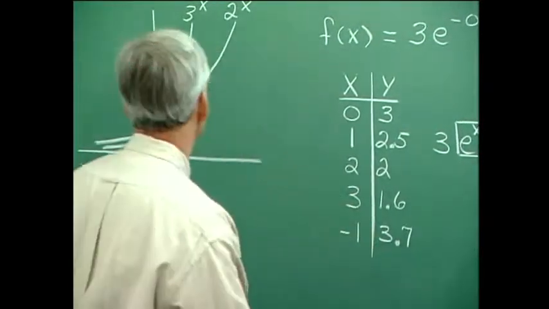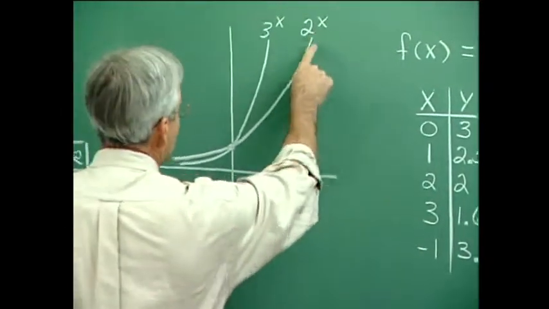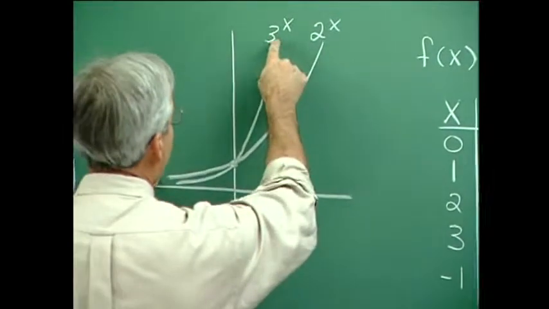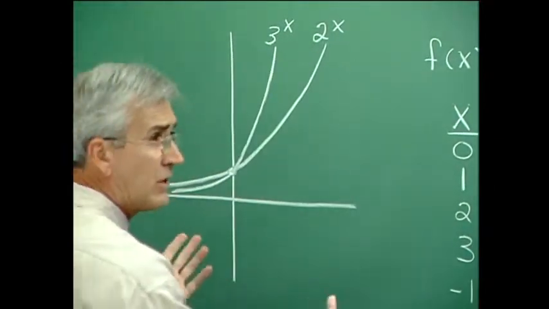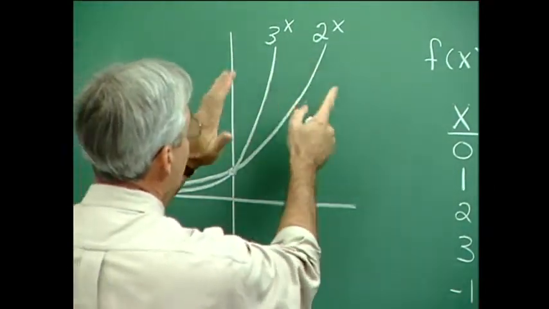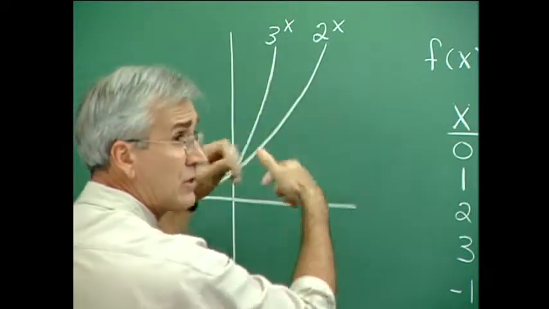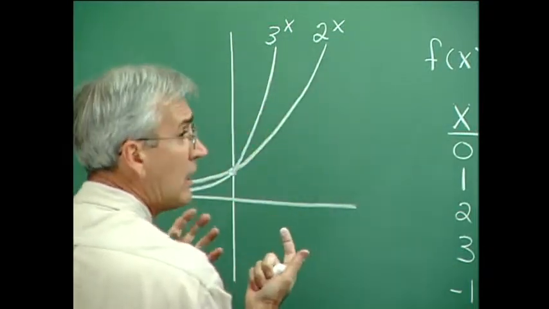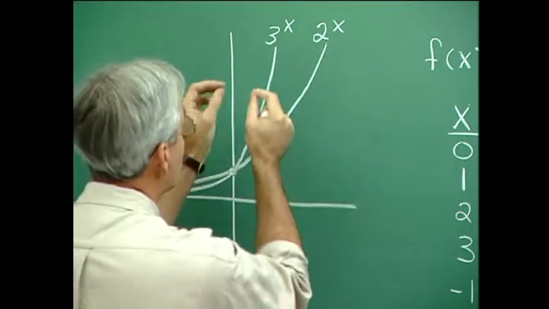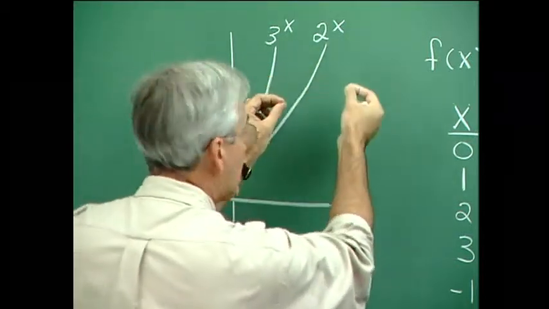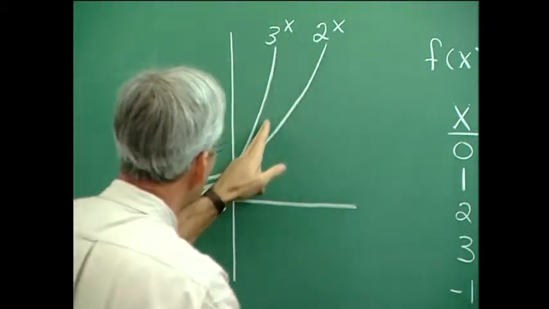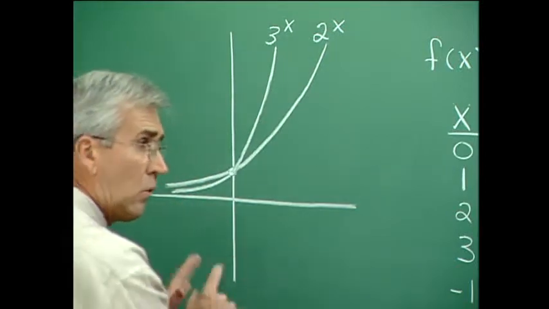Well, consider this notion. 2 to the x has this as its graph, 3 to the x has this as its graph. It kind of makes sense that e to the x will have its graph somewhere between these because the approximate value of e is 2.7. So it's 2.7 to the x power. And so its graph will be right in this neighborhood. Now why is that important?